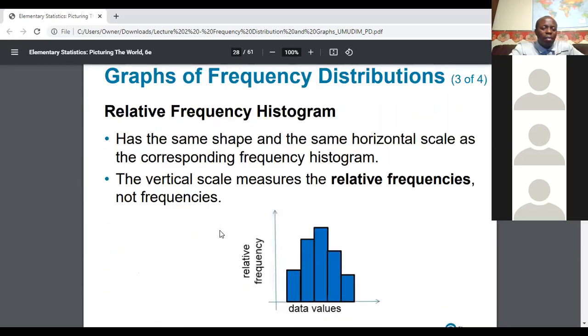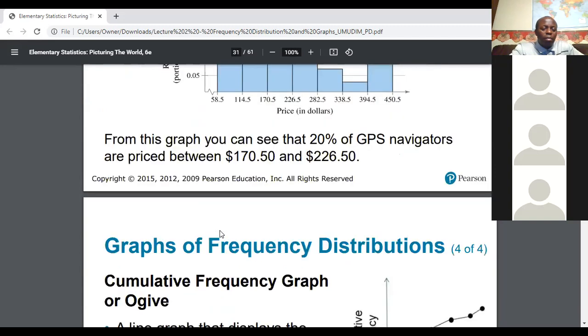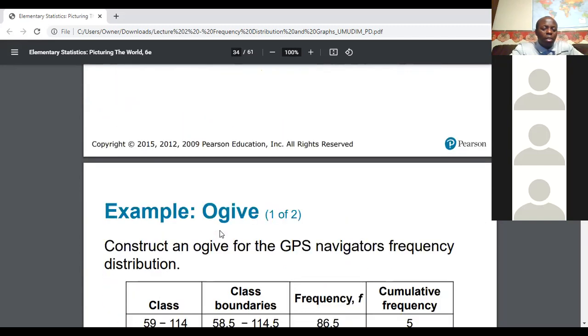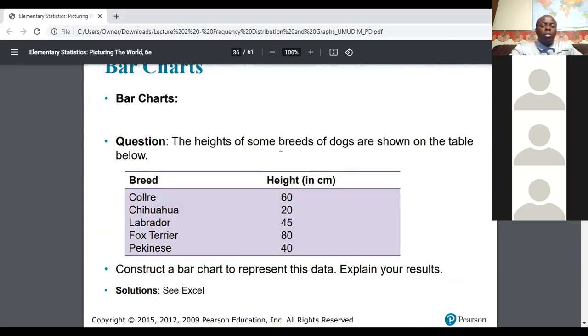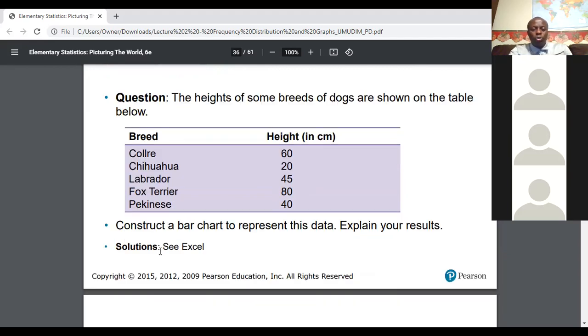I think I have a question for that somewhere. Okay, just give me a minute. Yeah, this is the question right here. It said, the heights of some breeds of dogs are shown in the table below. Corgi, the height is 60 cm. Chihuahua height is 20 cm. And the rest of it says, construct a bar chart to present this data. You can see that for a bar chart, this side is names, not numbers, then this side will be the numbers.